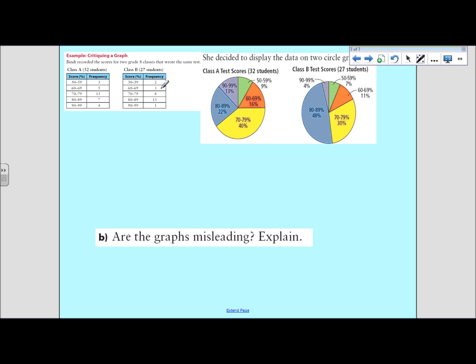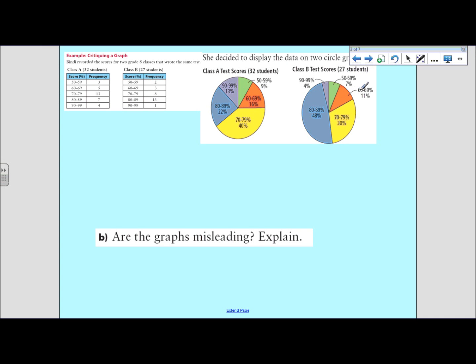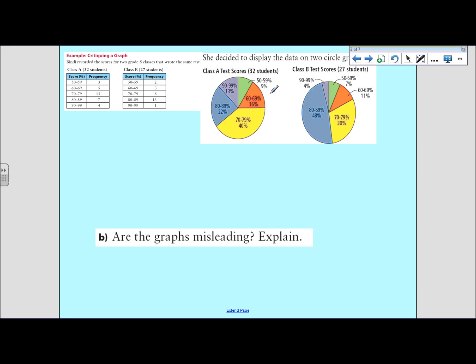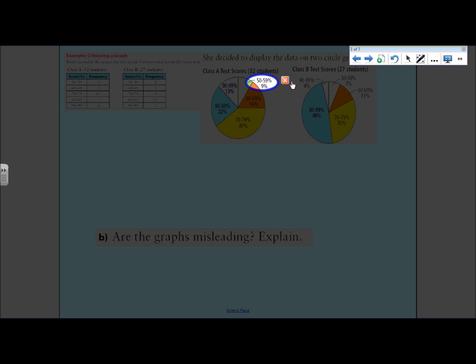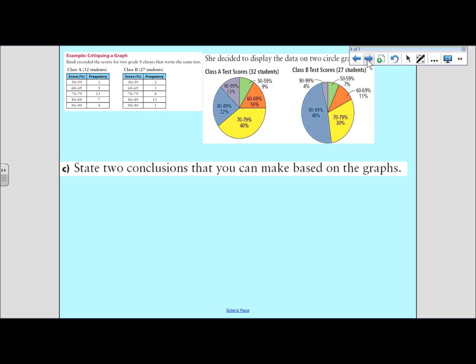You can also compare the 60 to 69, which is 16% in this graph, and 50 to 59, which is 11% in this graph, and then 9% in this graph. So there are some discrepancies between the both of them, and you can't use them to look at individual numbers, but it is better to compare them as a whole.